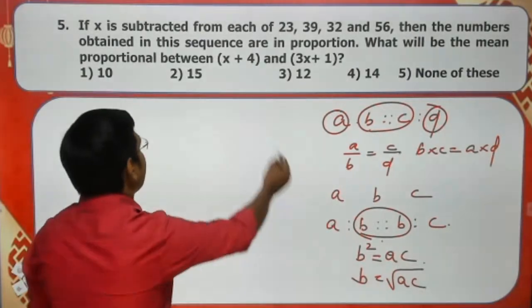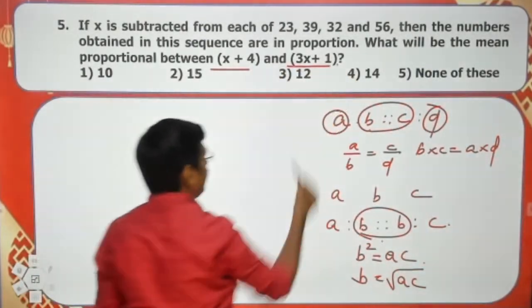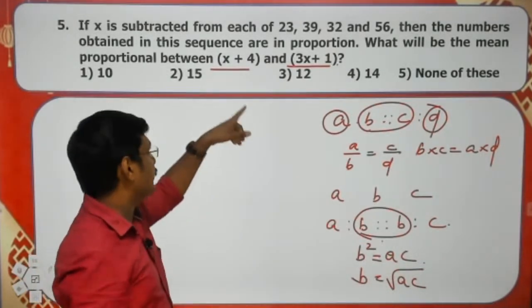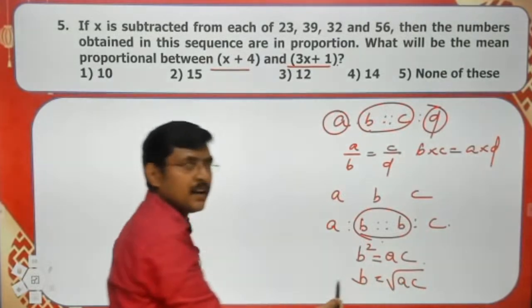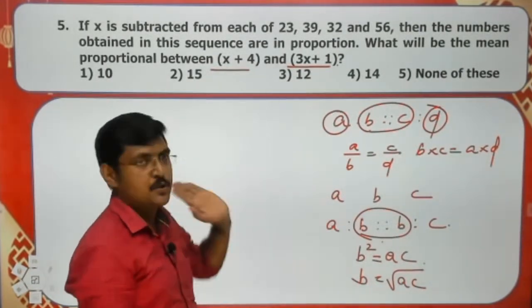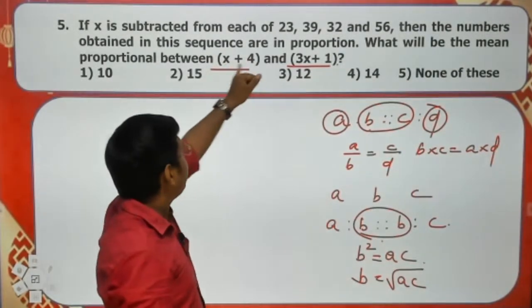Here 2 numbers are given, x plus 4 and 3x plus 1. We need to find the value first. For that we need to find the value for x. After that, take the product of the given 2 numbers and take the square root. You will get the mean proportion. So first we need to find the value for x.